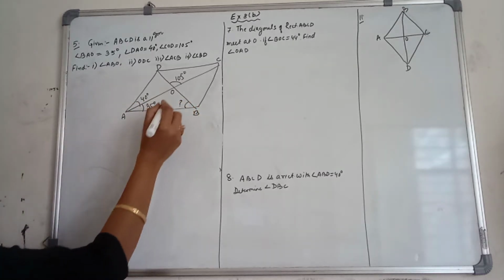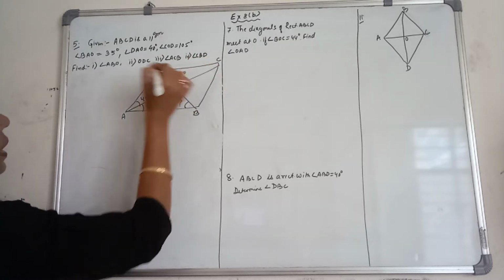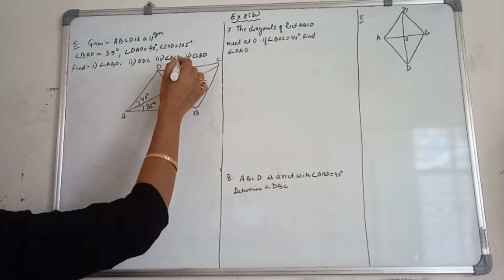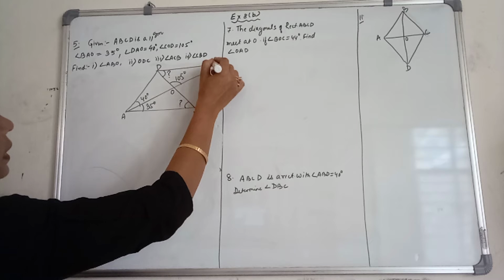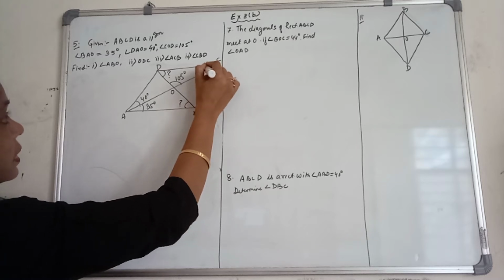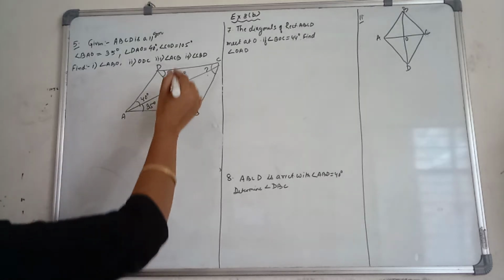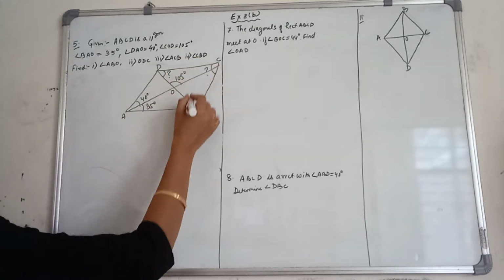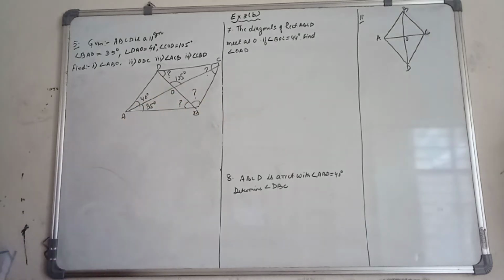Then angle ODC, it means we have to find this one, ODC. Then we have to find angle ACB, this complete angle we have to find, angle ACB, and angle CBD. These four angles we have to find.